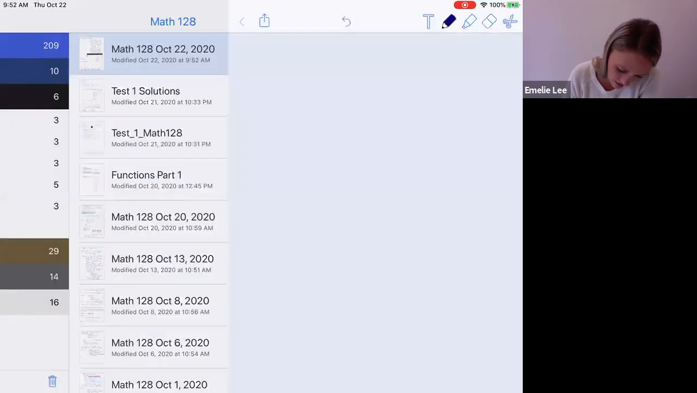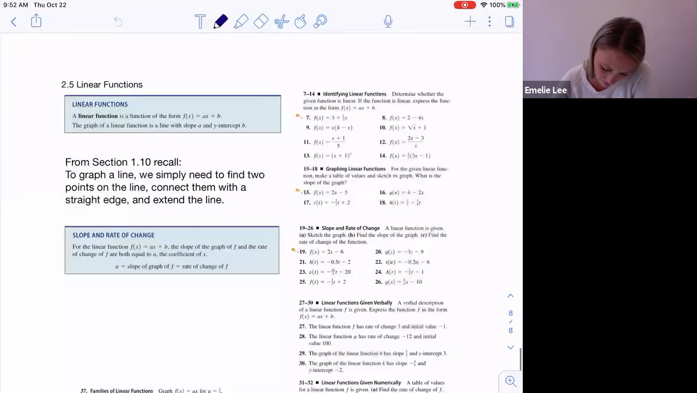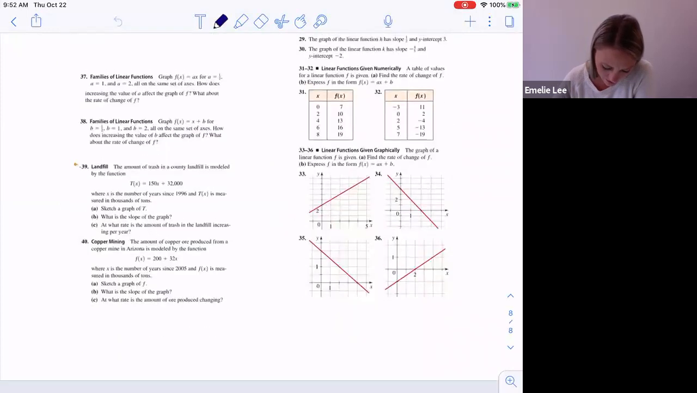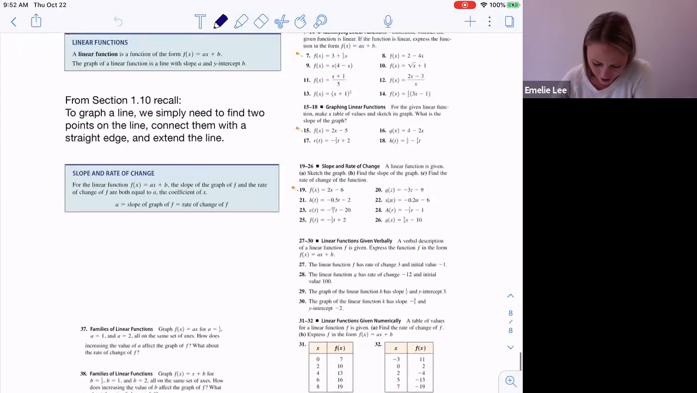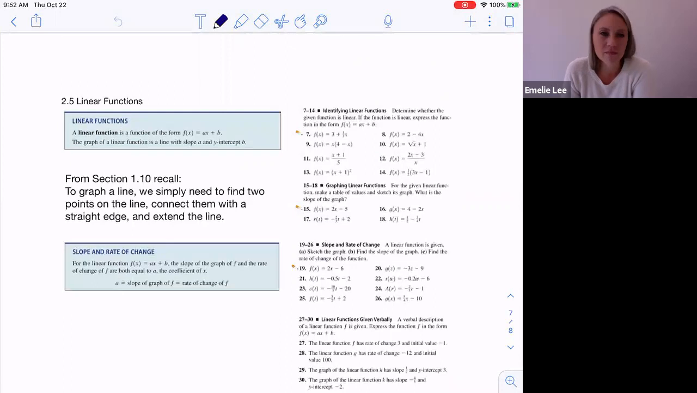Which one of these examples do I want to do? All of these here are, I don't want to call them basic, but we're just graphing straight lines, which we spent a lot of time doing in section 1.10. So you can use Desmos if you want. Let's see here. Let's do one of these.